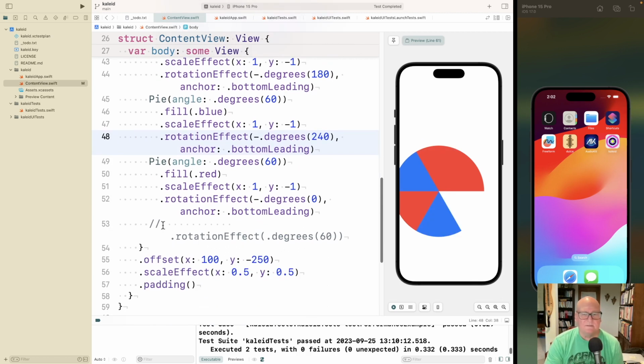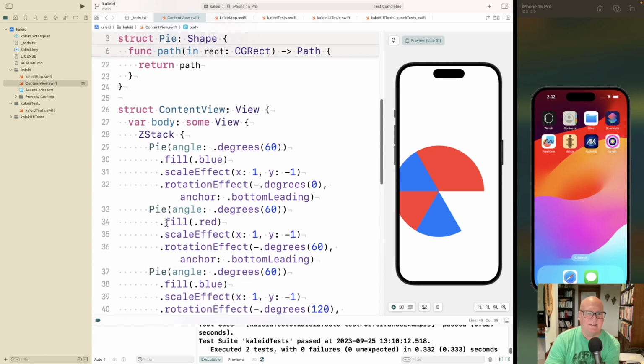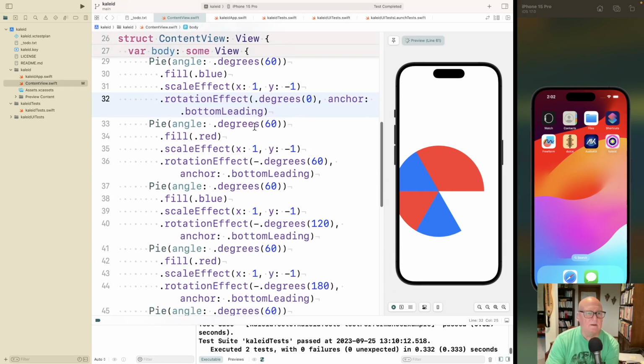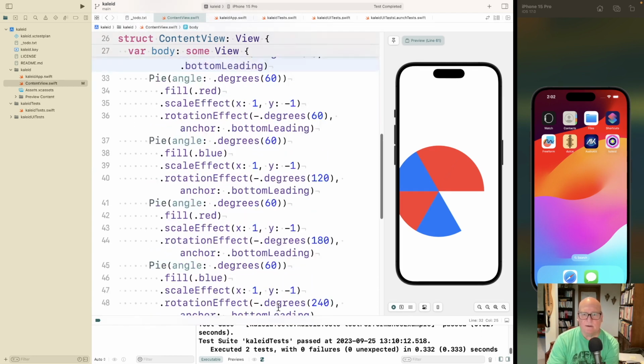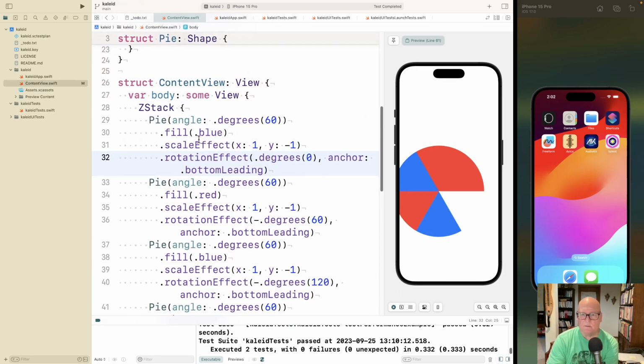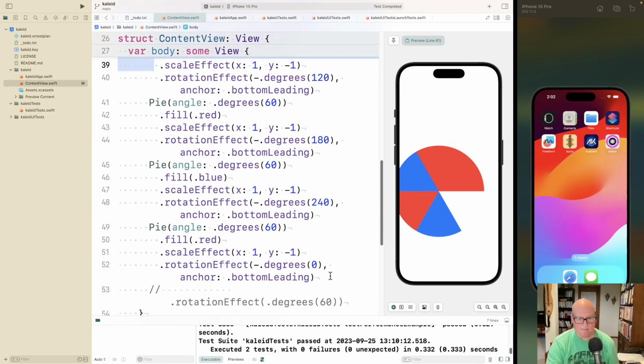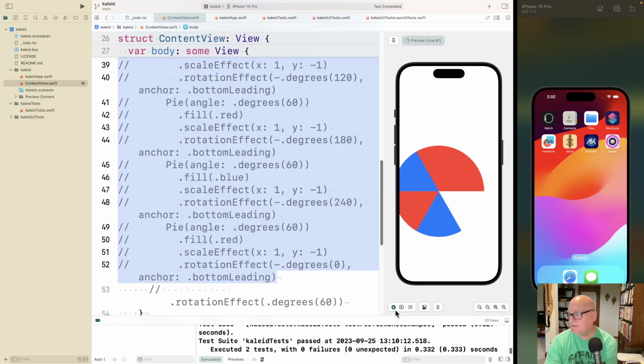Well, something's off. Okay. If I get start at zero, and then they all should be angle 60. Okay. So my first one is blue. All right, let me add them one at a time. Smaller steps.